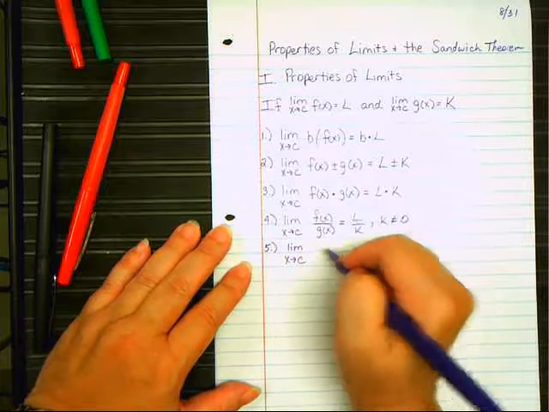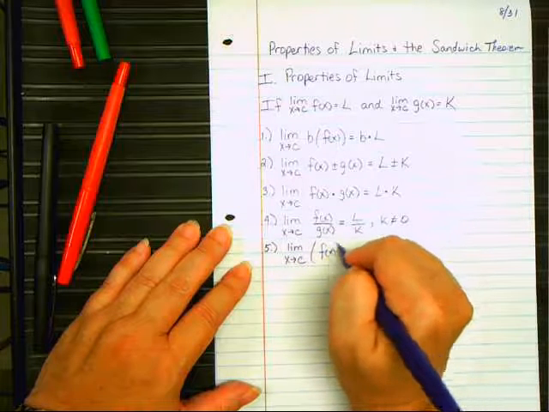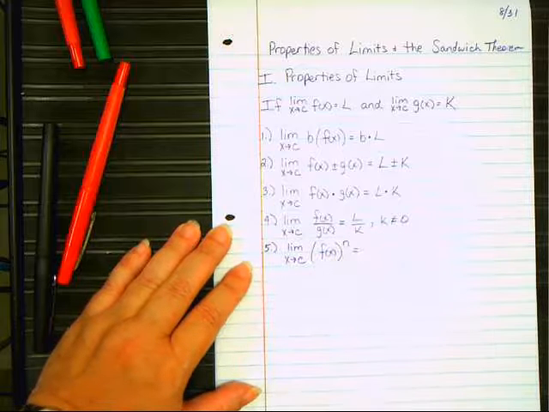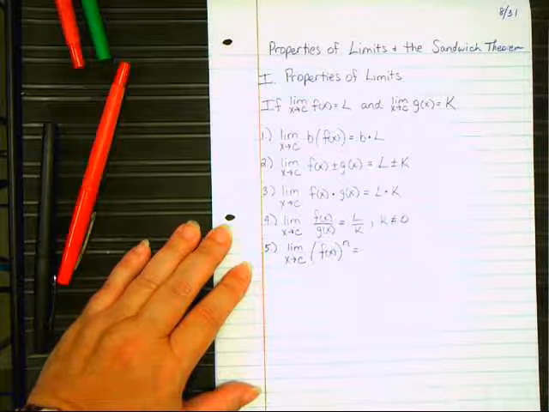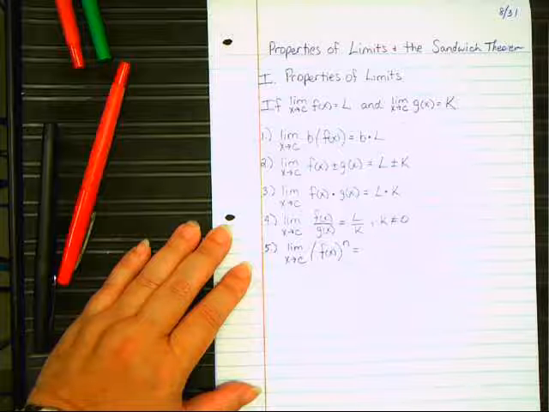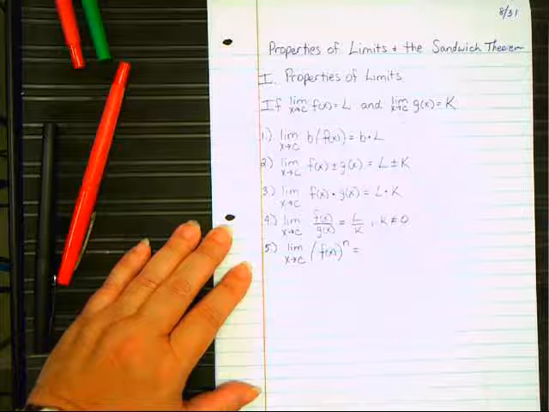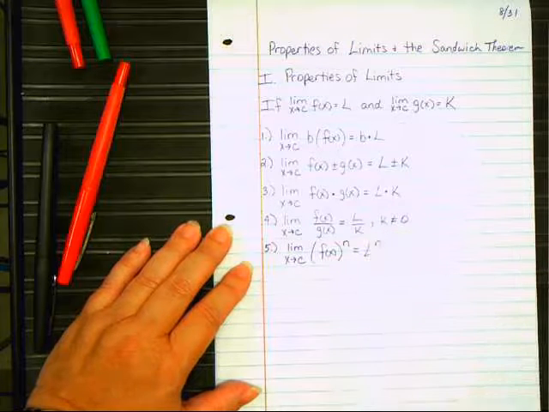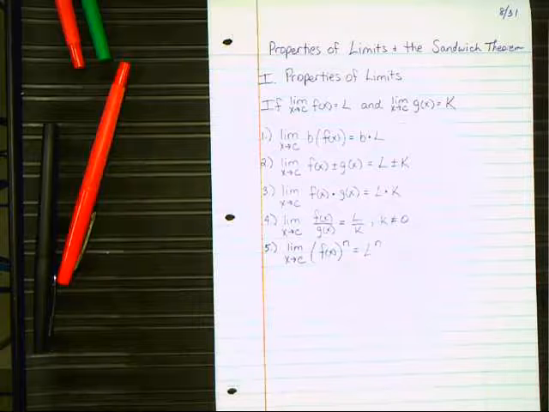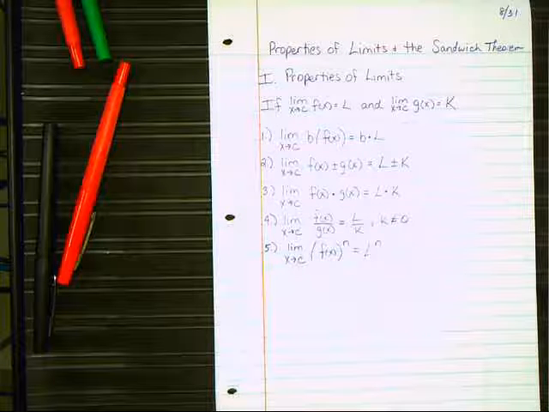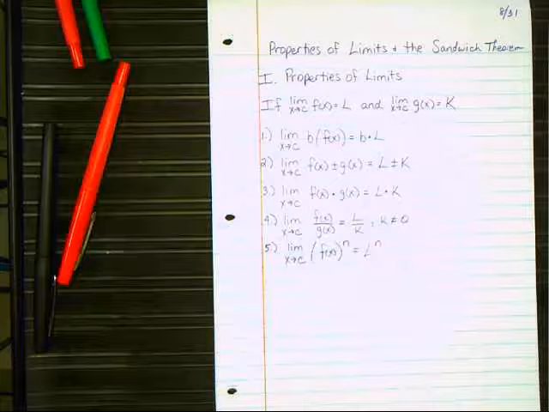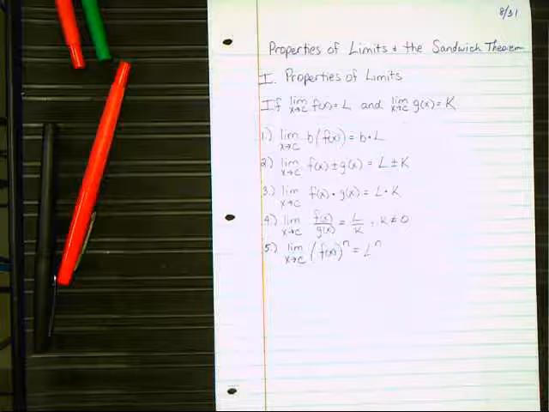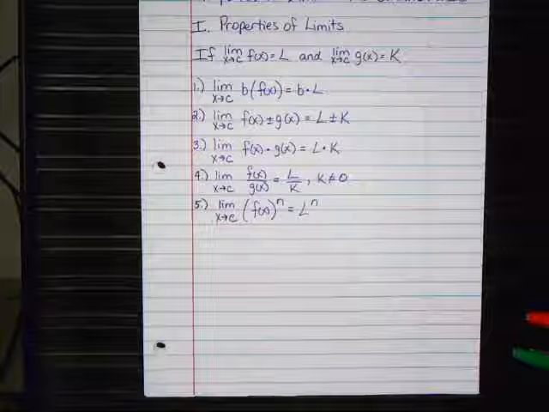The limit as x approaches c of f of x to the n power. What do you think this one would be? L to the n power. Exactly. So what this is showing you is that limits behave the same way as regular numbers or regular functions do. You can add them, subtract them, divide them, multiply them, raise them to powers. Whatever you need to do with it. Okay.